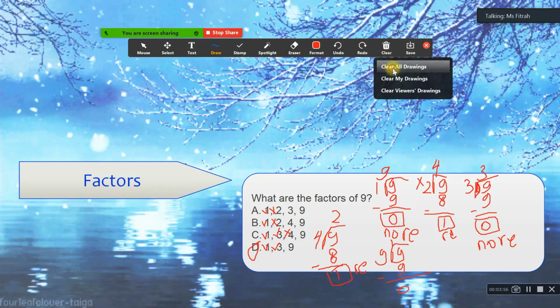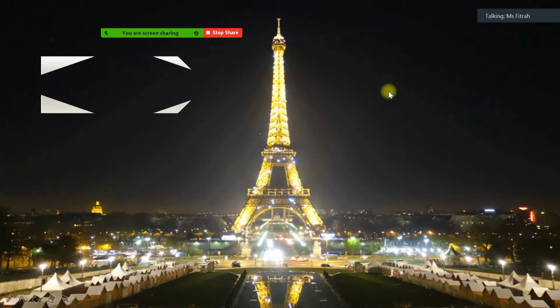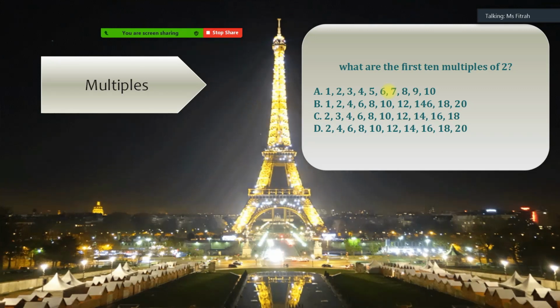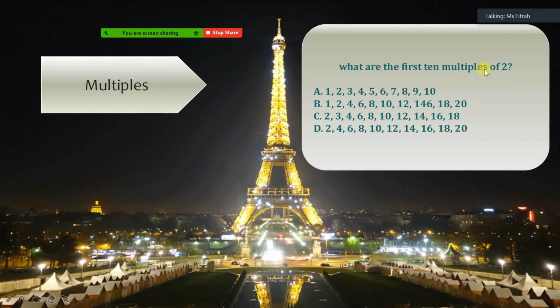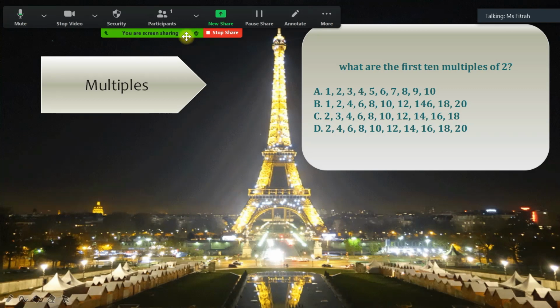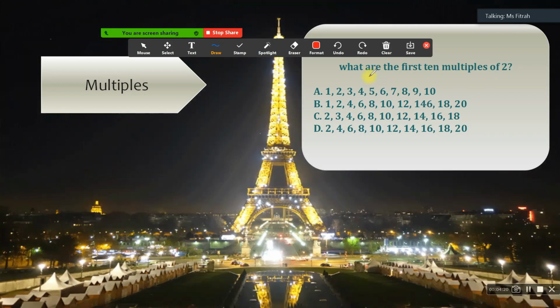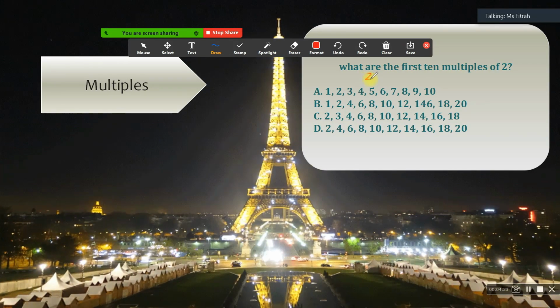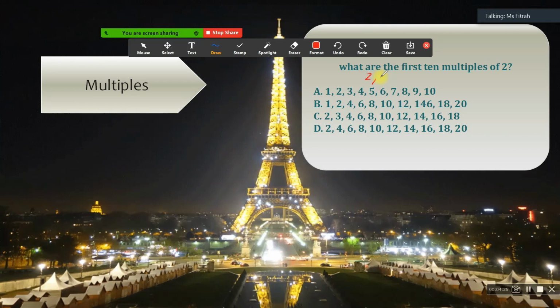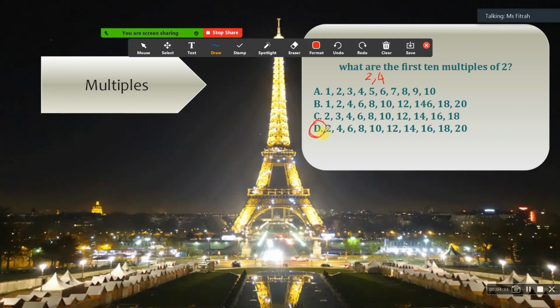The next, multiples. What are the first 10 multiples of 2? I think it's so easy, right? So we can look at the multiplication of 2. 2 times 1 becomes 2. And then 2 times 2 becomes 4. And then we can look at the numbers. Yeah, the answer is D.